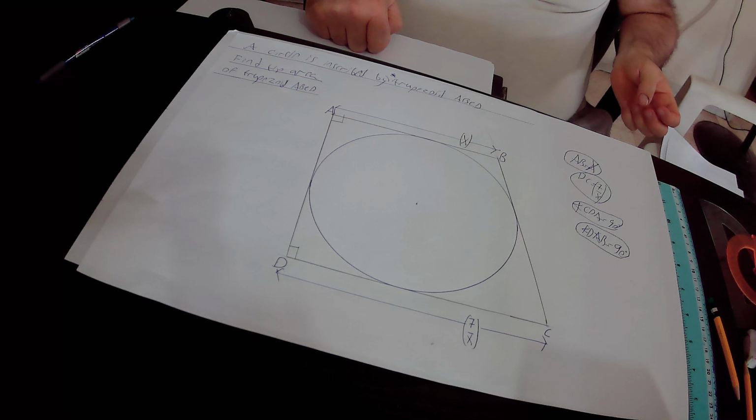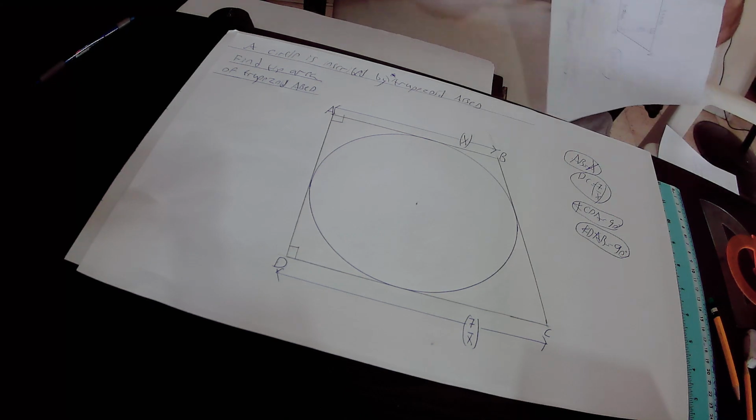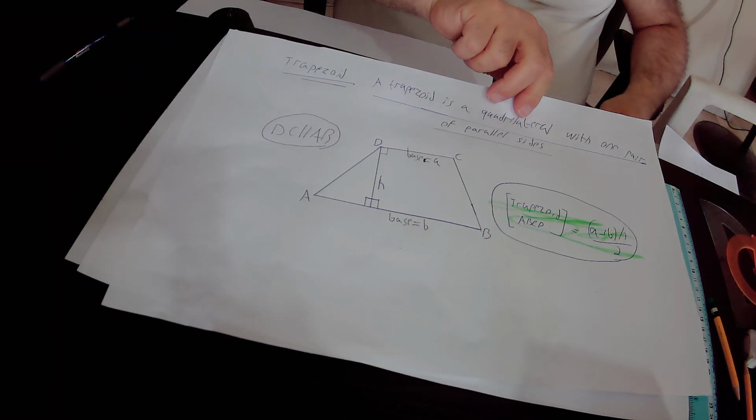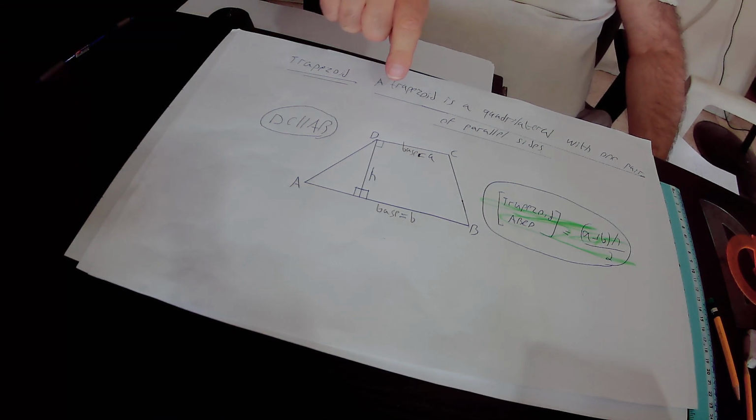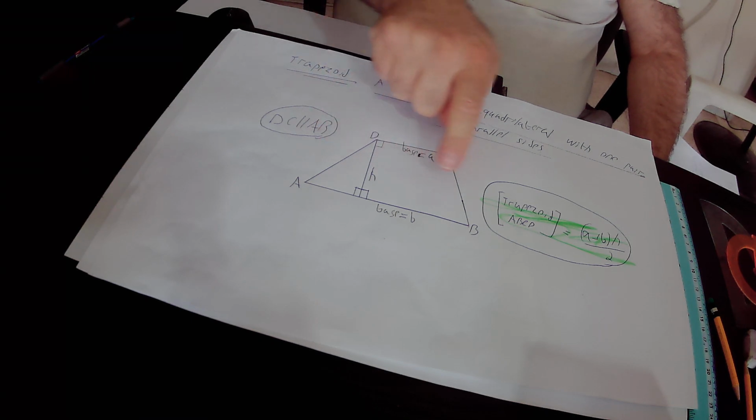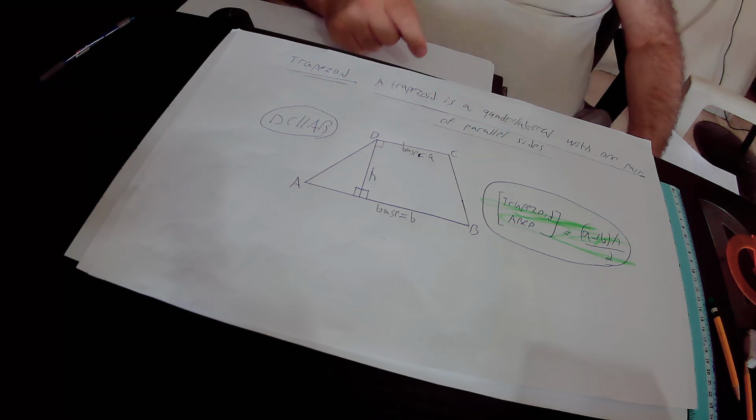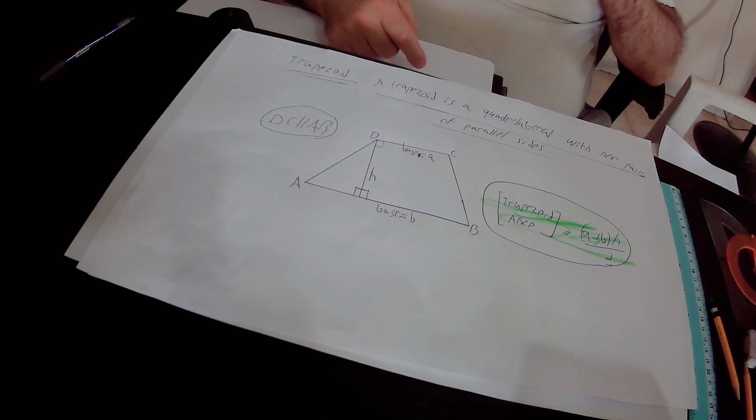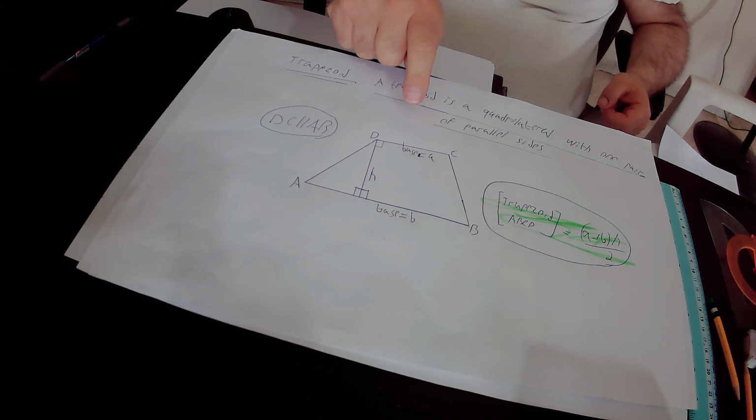First of all, what is a trapezoid? A trapezoid is a quadrilateral with one pair of parallel sides. So here, this is trapezoid ABCD. In this trapezoid, side DC is parallel to the opposite side AB, and for that reason this quadrilateral ABCD is defined as a trapezoid. The two parallel sides, DC and AB, are defined as the bases of this trapezoid.